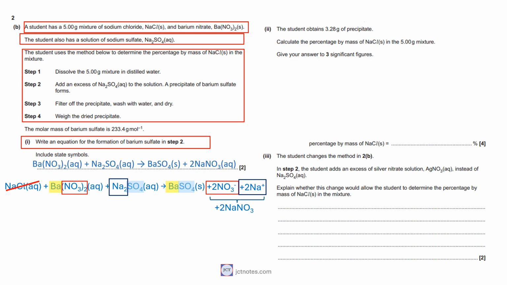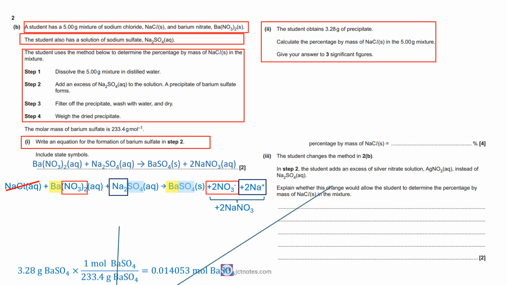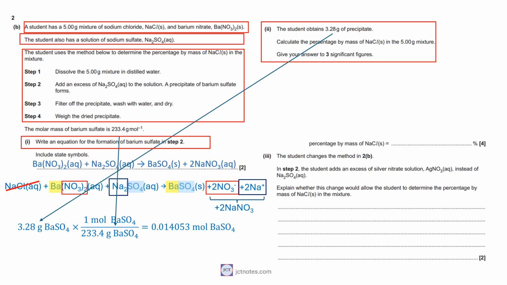In the second question, we have that the student obtains 3.28 grams of precipitate. We are asked to calculate the percentage by mass of sodium chloride in the 5 grams mixture, giving the answer to 3 significant figures. With the mass of the precipitate and its molar mass, we can calculate its number of moles. I get 0.014053 moles of barium sulfate. I use at least 3 significant figures to minimize rounding errors.